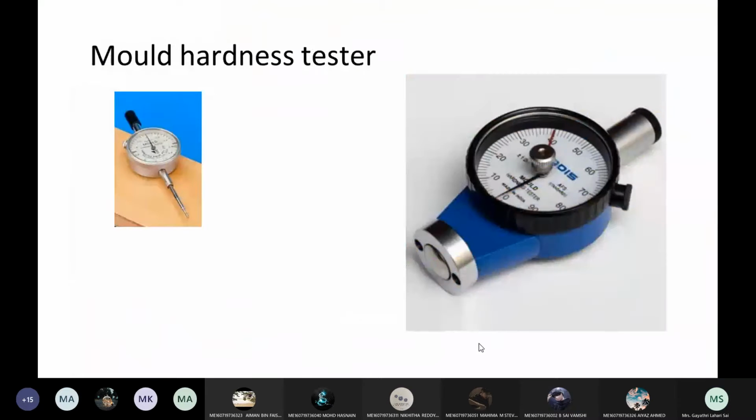Yes, so this is a mould hardness tester. It is just like a Brinell hardness test. I think you are familiar with this Brinell hardness. What is the definition of hardness? Ability of a material to resist penetration, indentation, and scratching.